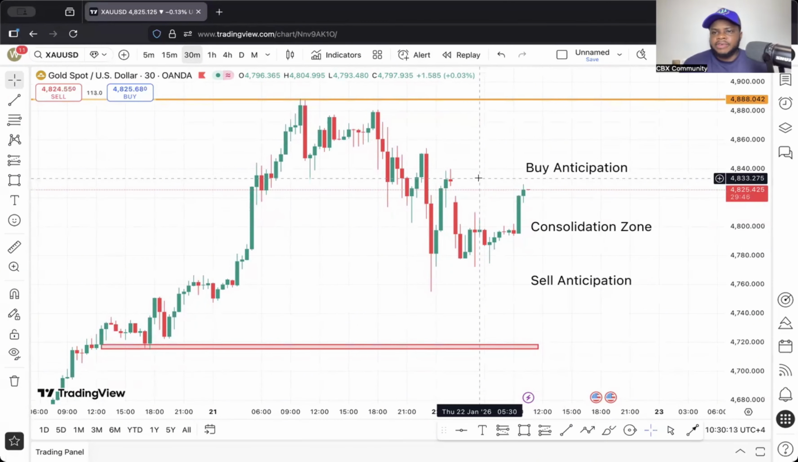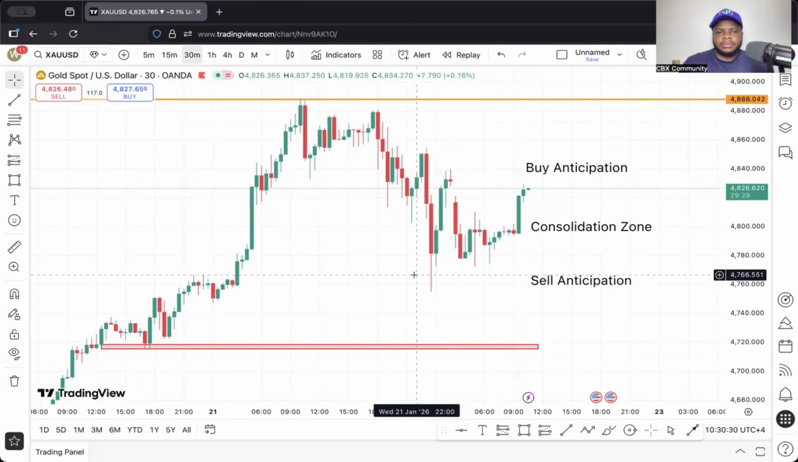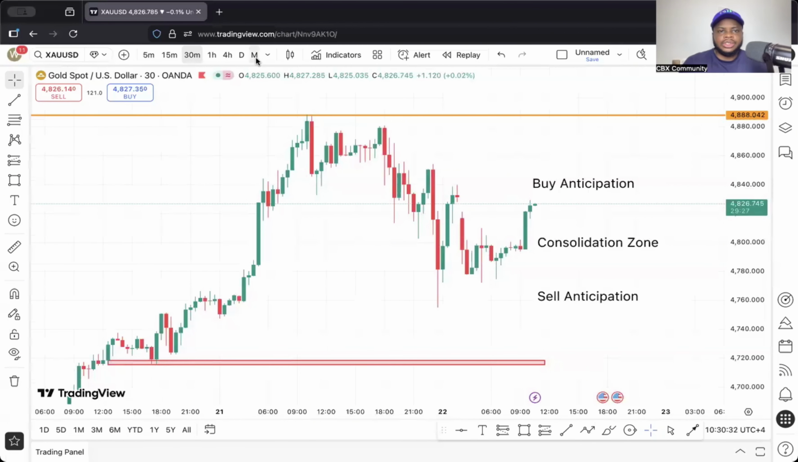So looking at the condition of the market structure, let's go to the month market condition. Then we'll also look at the daily market condition, the 4 hours market condition, the 1 hour and the 30 minutes, just for us to have an idea of what we're anticipating the market to give to us. So let's go to the month.